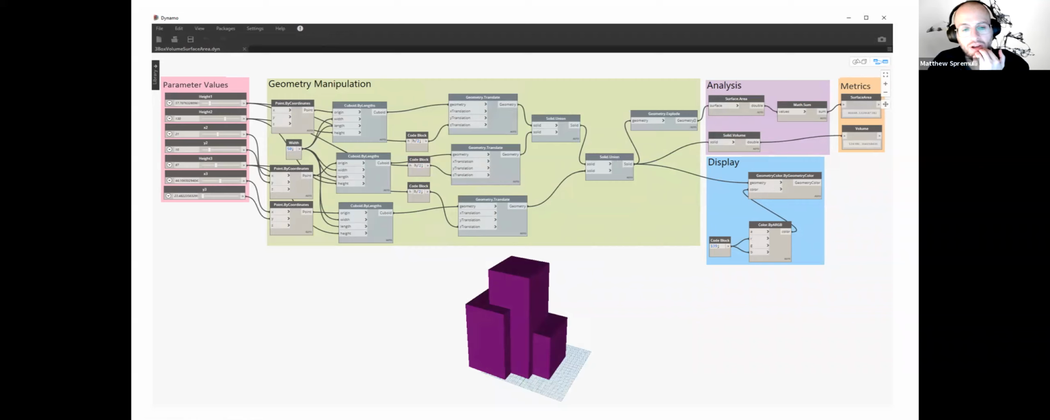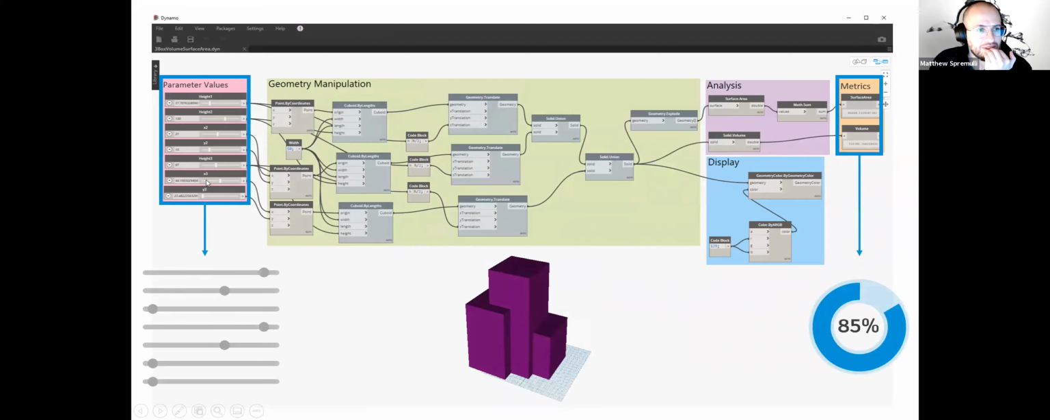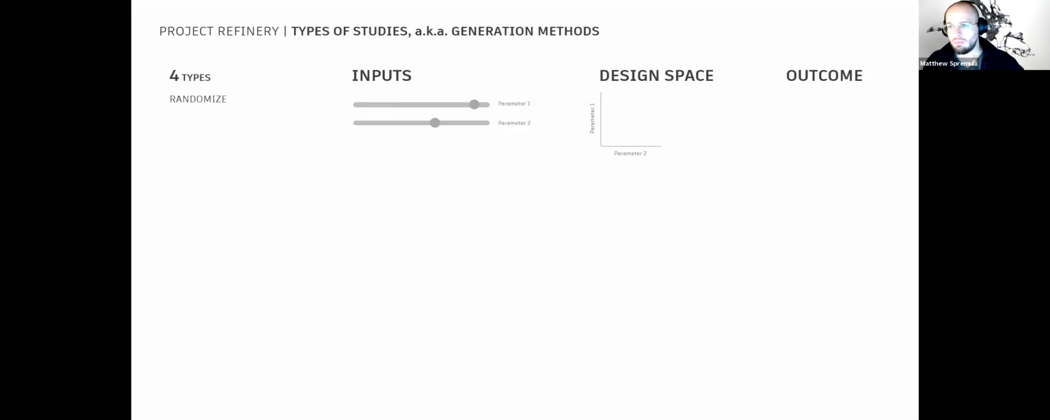So in this case, with the 3-box problem, we can see that Refinery will take all these inputs and play with the sliders on your behalf, and each time it plays with the sliders, it gives you a score. Refinery does this in 4 ways. And actually, I really like Refinery versus tools like Galapagos or Octopus or Wallacei, because it gives you the option to play with these 4 things.